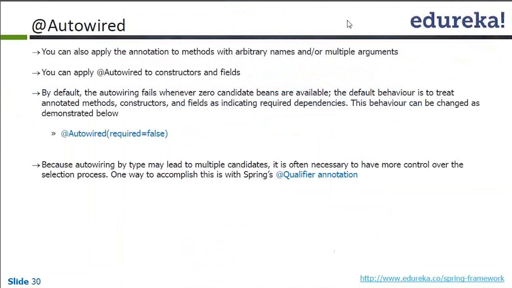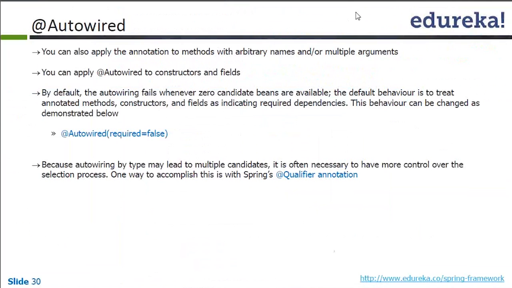Now the annotation is @Autowired. We have seen autowiring for bean definitions, right? Now we will do it using annotations. You can also apply the annotation to methods with arbitrary names and multiple arguments. You can apply @Autowired to constructors and fields also.